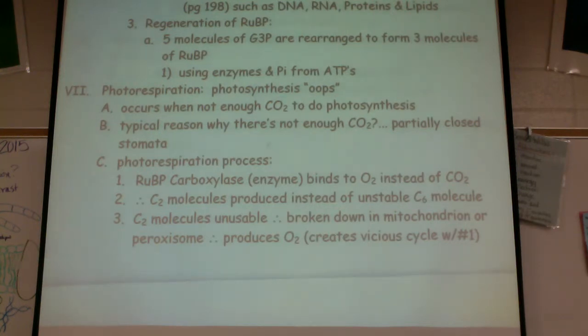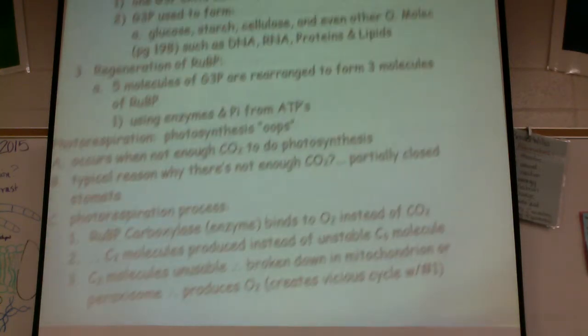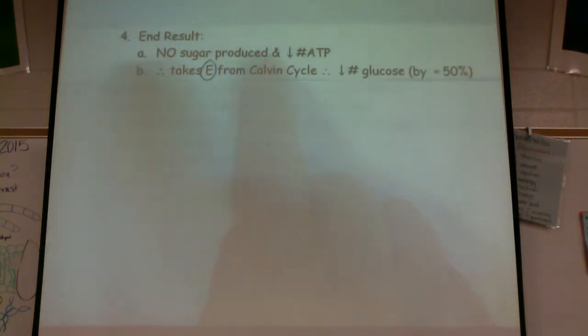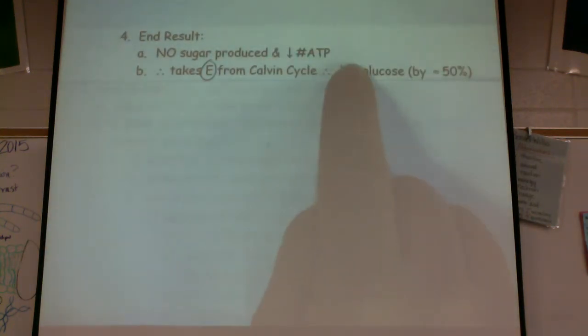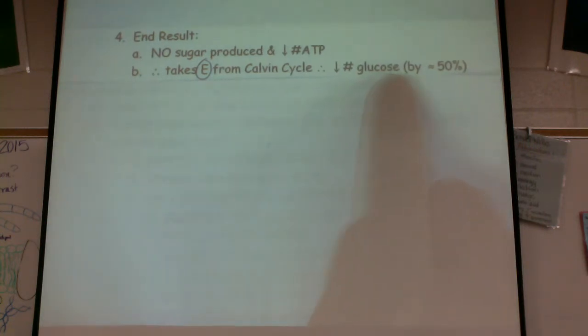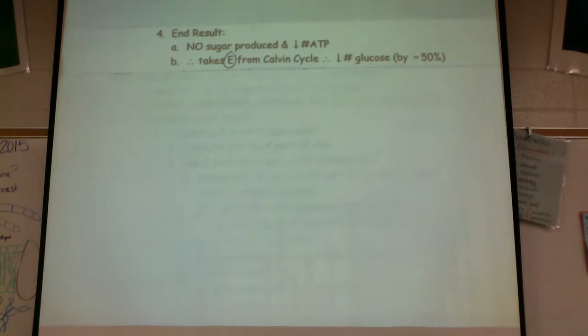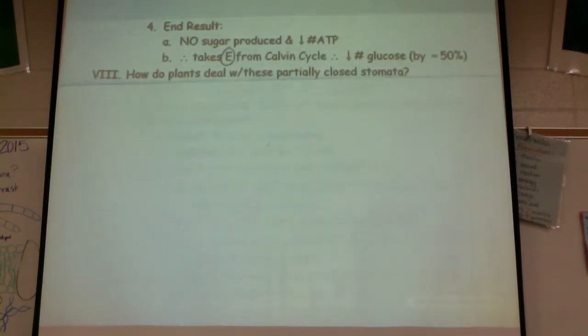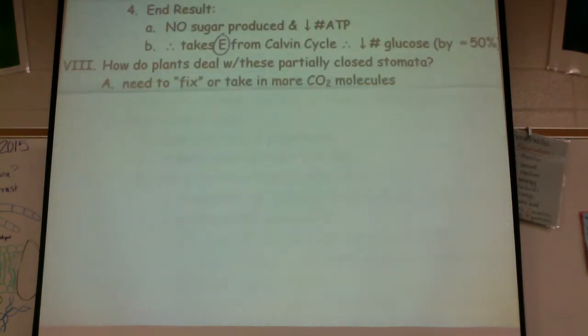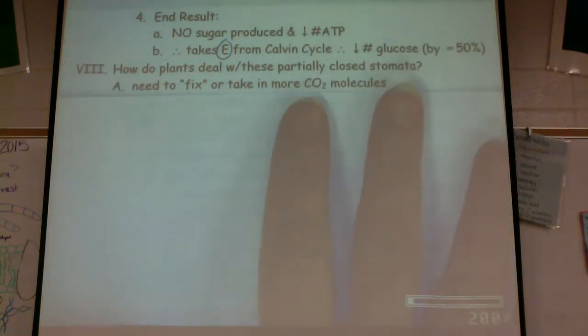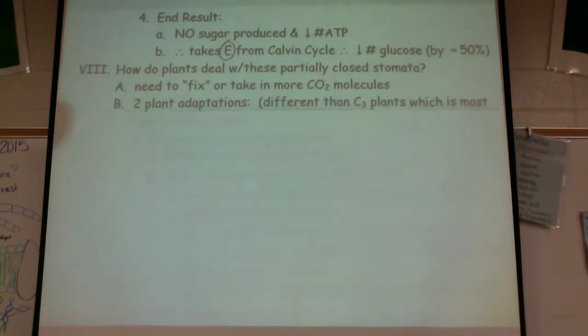So then what you've got is this process of how do you survive that? So you get this problem of no sugar, lower ATP, and you get less glucose by about 50%. Amazingly enough, most plants can survive that until you get an environment where it's too hot and you're going to lose too much water. Okay? How do you deal with that? Well, you need to fix or take in more carbon dioxide if you're going to do that. So how do you do that?